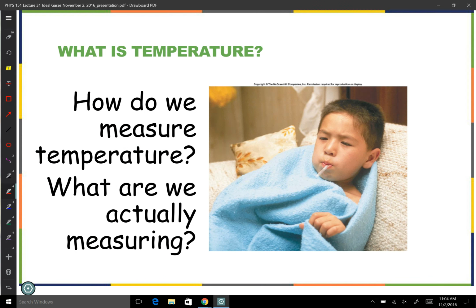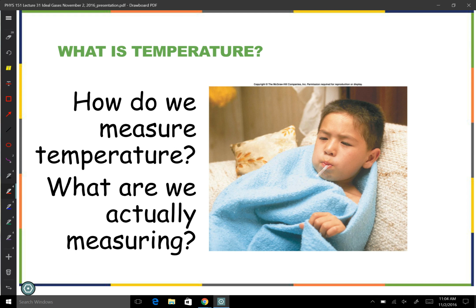So how do we measure temperature? When you are home sick in bed like this gentleman, how does your mom or dad measure your temperature? They take a thermometer, you stick it under your tongue, right? Sublingual. What is the thermometer actually measuring the temperature of? It's actually measuring the temperature of itself. You put it under your tongue and the thermometer warms up.